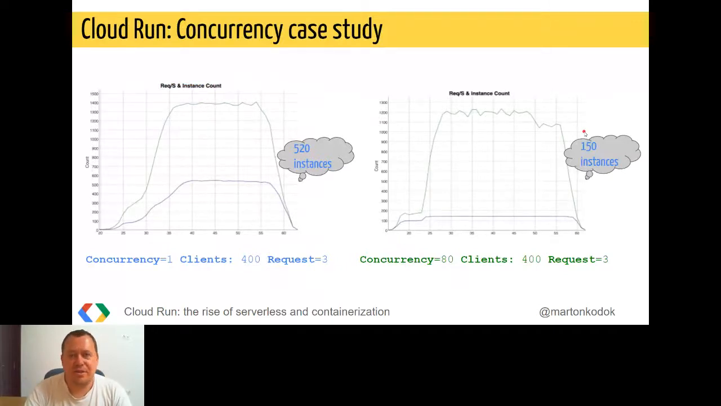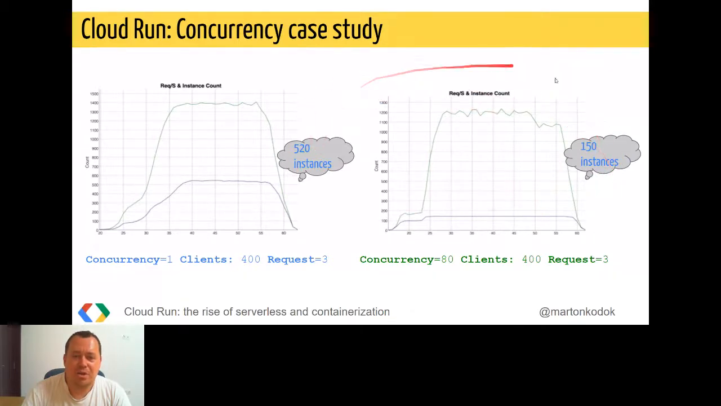Let's see a practical example with a chart. We have two charts here. In the first one, we have concurrency one. We have 400 clients, which are the same 400 clients we will use on the right chart as well, and the request count is 3 as a setup. With a concurrency of one, a bunch of containers will start, so essentially we will have 502 instances started, because it automatically detects the traffic is increasing and starts that many instances. That is the left one. On the right one, we have a concurrency of 80, and the same instance is serving multiple requests. So essentially you end up with only 150 instances started.